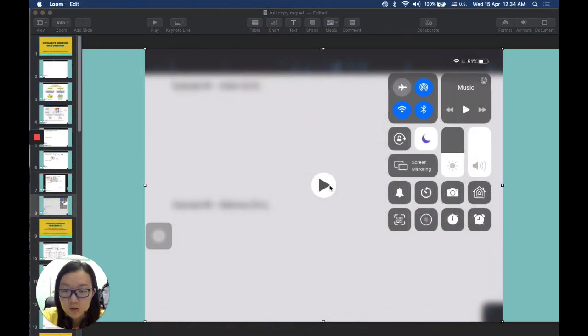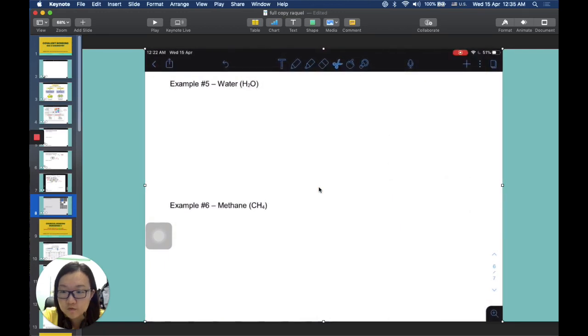Now let's move on to the more exciting part of the drawing of diagrams. So we will look at examples 5 and beyond. So far, examples 1 to 4 are diatomic molecules, so really quite easy to draw. But example 5 onwards will get more exciting. So for water, the steps remain the same.